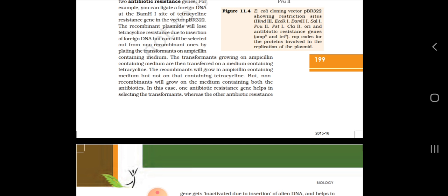So these were the various features of vectors, and now we know what vectors actually are. So up to this point today, we will continue with the chapter in my next videos.